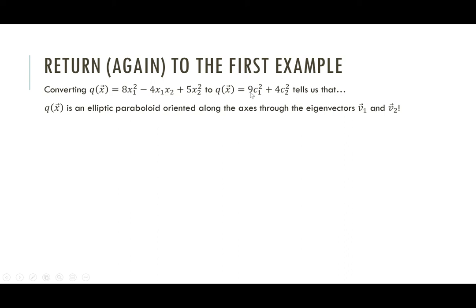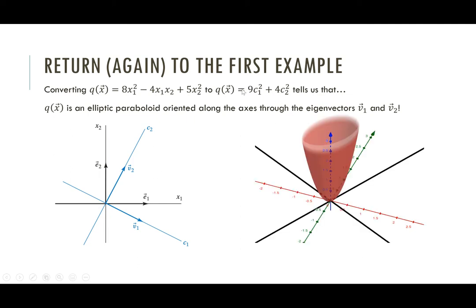And this is just the equation for an elliptic paraboloid that you would see in your Calc 3 textbook. So you've got your x1, x2 axes, and now we've got this alternate set of axes, maybe I'll call them c1, c2 axes. And if you plot this, I put this in GeoGebra, it should be no surprise that your elliptic paraboloid is oriented along these axes. So, I think that's pretty cool.